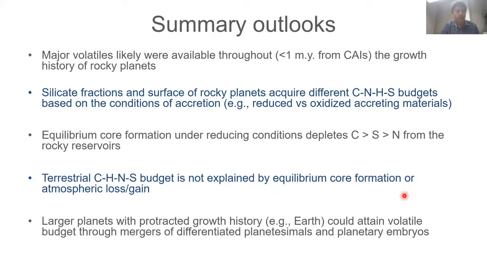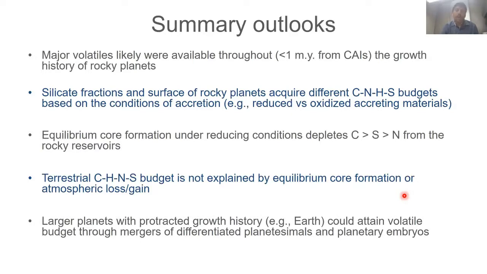And equilibrium core formation under reducing conditions actually is known to deplete the silicate portion of the planet differentially with respect to carbon, sulfur, and nitrogen. Carbon should be depleted most, followed by sulfur, and followed by nitrogen. And the terrestrial carbon, hydrogen, nitrogen, and sulfur budget actually cannot be explained by equilibrium core formation or atmospheric loss or gain if you are doing this type of processing in our planet with the composition of the core as we estimate it to be.